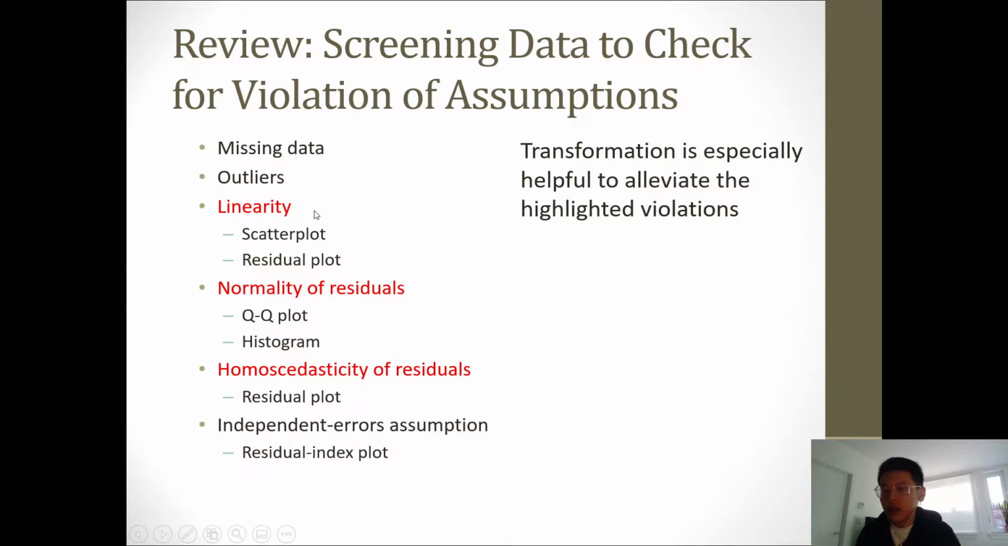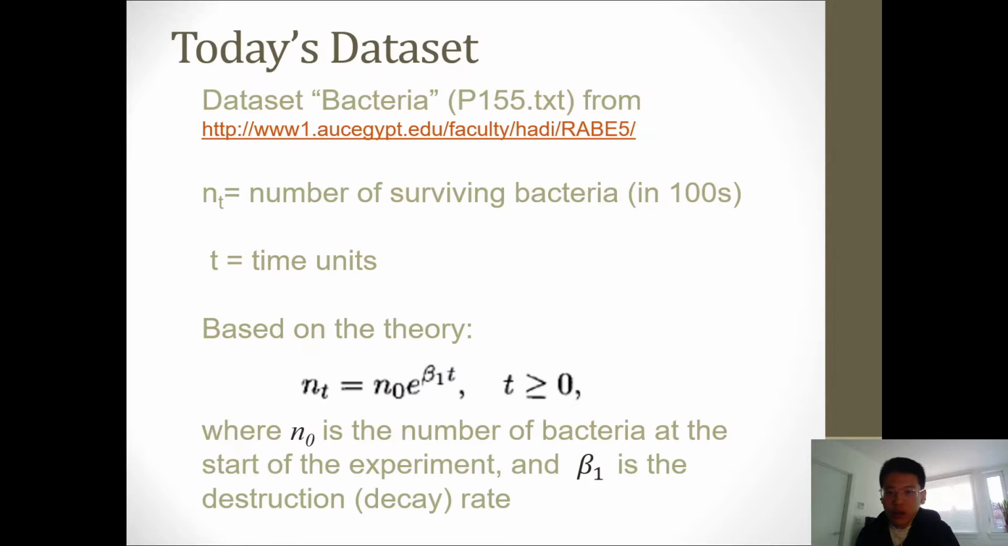But transformation can help us represent the relationship between variables in a linear way, and it will also normalize the residuals and make the residuals homoscedastic. Here we are going to focus on these three highlighted ones later on in our example. I believe that you already know how to check the violation of assumptions based on the homework and the lecture. So let's just go straight to our example here.